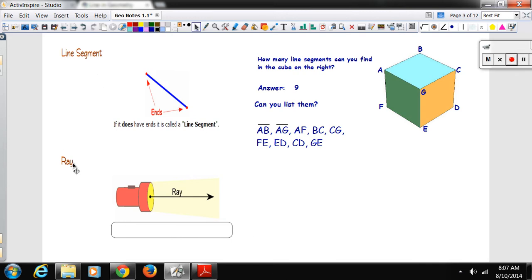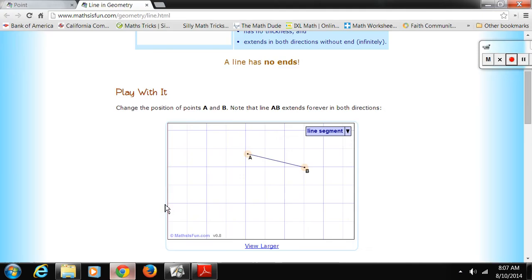Now the next type is called a ray. A ray is called a ray if it has just one end. If it's one end, it's called a ray. So again, you could go back to that same place, click down on a ray, and you can see that A is the only endpoint. Now I could put A anywhere, and it's not going to go past A. It's always going to go in the direction toward B, because the endpoint is A, and then it goes in the other direction. So that would be called a ray.